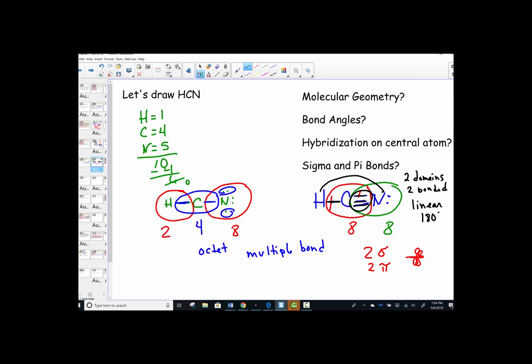Hybridization. I neglected to do that one before. Hybridization, how many total bonds do you see? How many total domains? Well, there's 2. The first is always an S. The next would be a P orientation. S1P1 adds to 2 domains. This is SP hybridized.